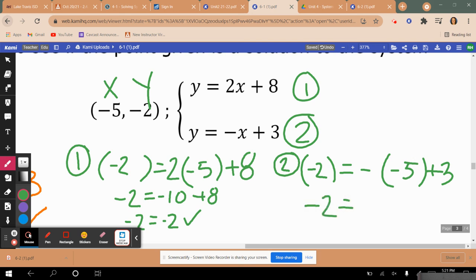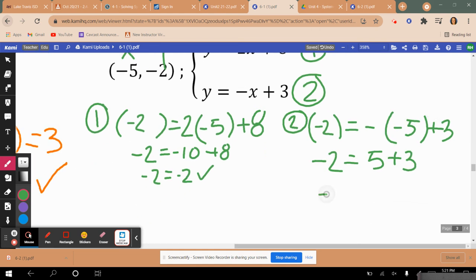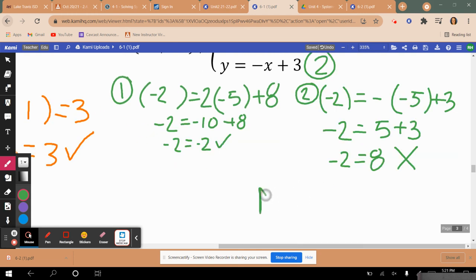Negative 2 equals negative minus a negative 5. Negative and negative together make a positive, so that's just going to be 5 plus 3. 5 plus 3 is 8, so we have negative 2 equals 8. Is that true? That's where you're going to put an x, and then you're going to say no.